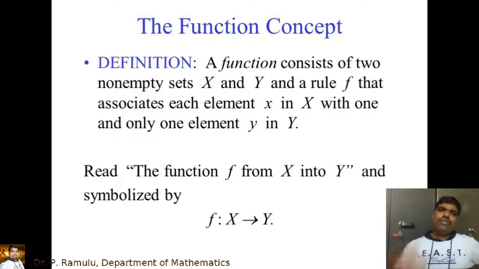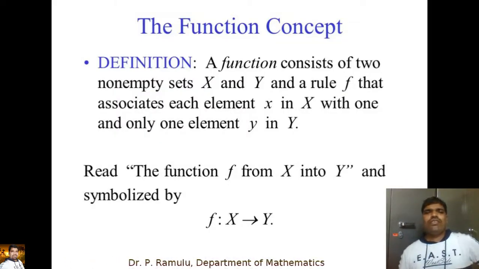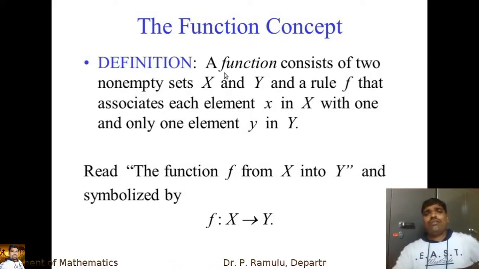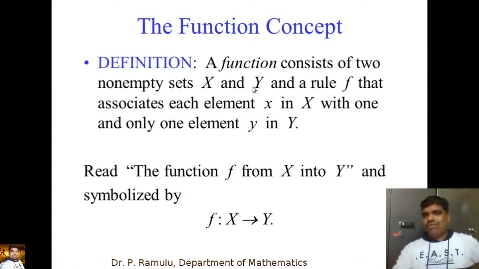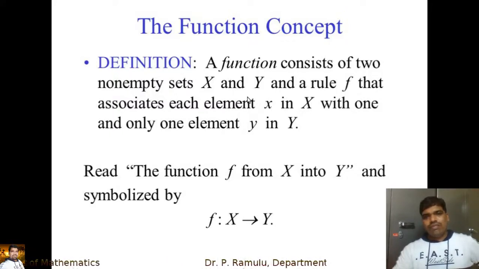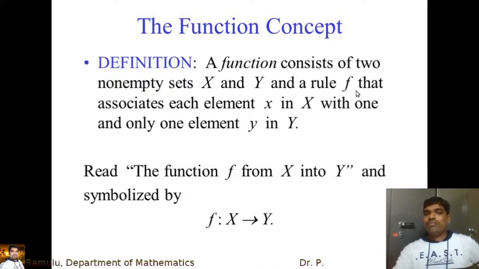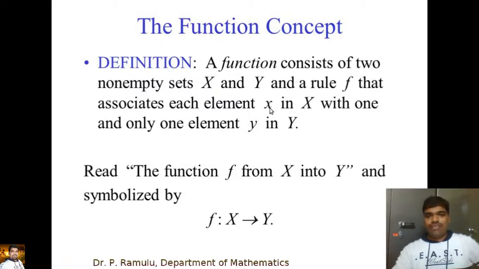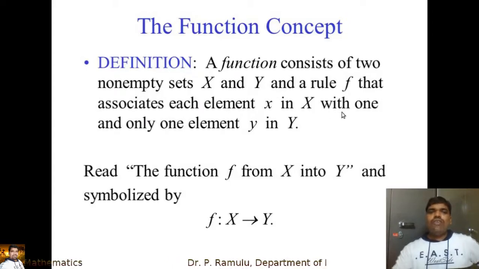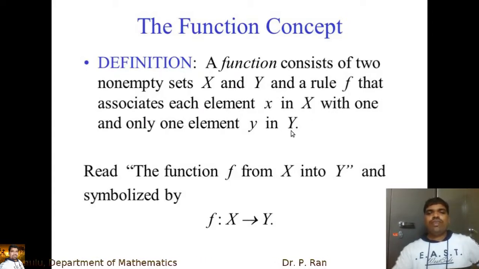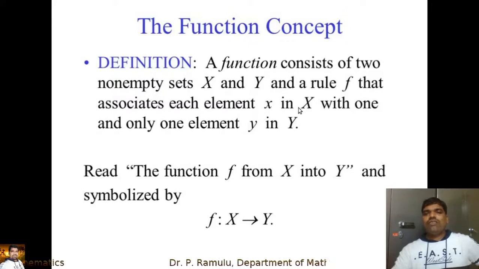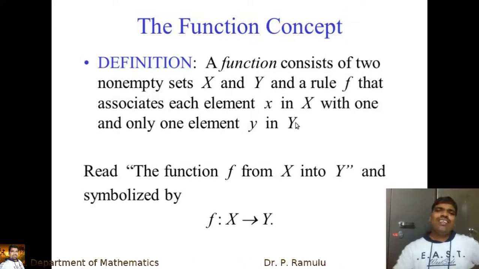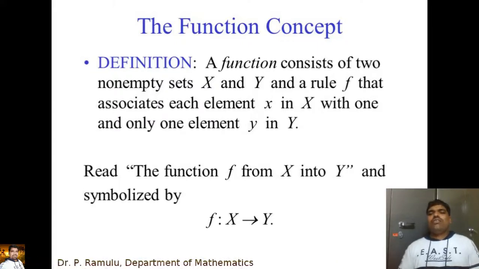I want to explain another definition also. The function concept definition, I am using another way. A function consists of two non-empty sets X and Y. Earlier I used A and B, here it consists of X and Y, and a rule f that associates each element x in capital X with one and only one element y in Y. So both are the same, just understood differently. Generally I will use the previous definition.